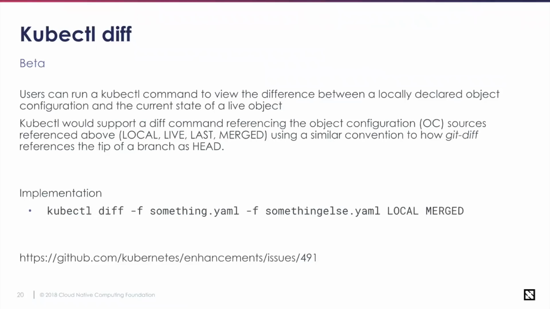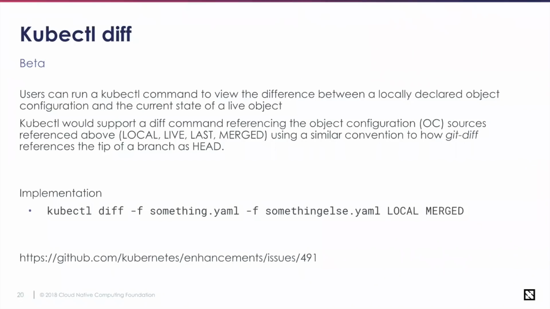So say you're running an apply on a local object configuration. It's going to result in a live object on the cluster that's being created or updated. Now the local object configuration is saved as what's considered the last applied object. Next, you're going to update the live object configuration from a local object configuration in a new merged configuration. And now that becomes the new live object configuration.